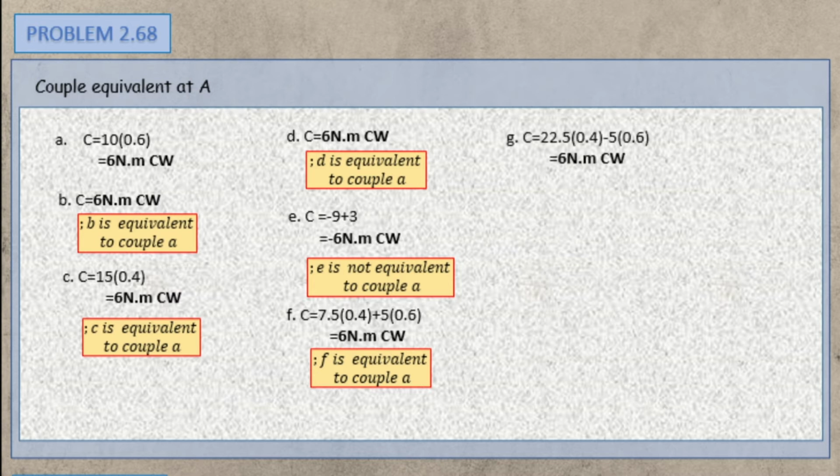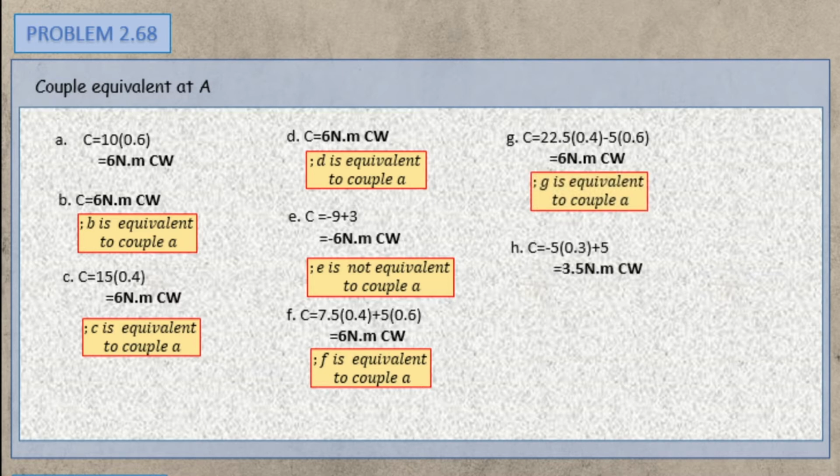For figure G, we have force 22.5 Newton rotating in clockwise direction. So 22.5 multiplied by its perpendicular distance 0.4, and we have 5 rotating in counterclockwise direction, therefore it will be negative. So negative 5 multiplied by its perpendicular 0.6, so we have positive 6 Newton meter rotating in clockwise direction. Therefore our G is equivalent to our couple A.